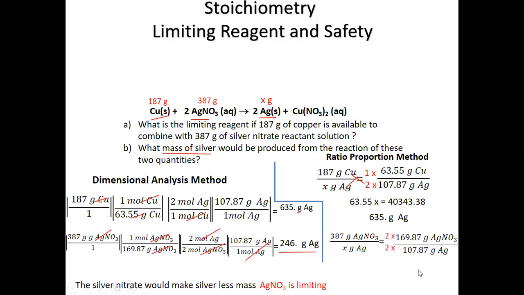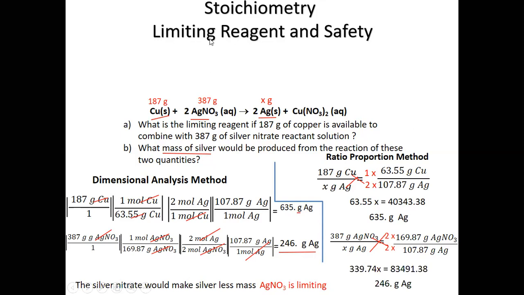We apply the mole ratios. 2 moles of silver, 2. 2 moles of silver nitrate, 2. Next thing we do, cross multiply, turn it into an equation. Cross multiply turns into this form of equation. Divide each side by 339.74. Bada bing, 246 grams of silver.